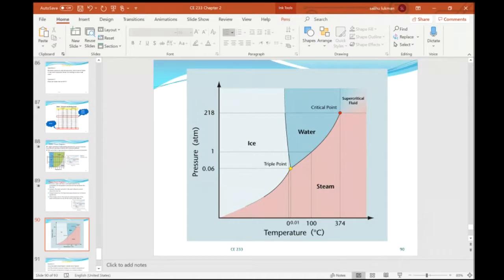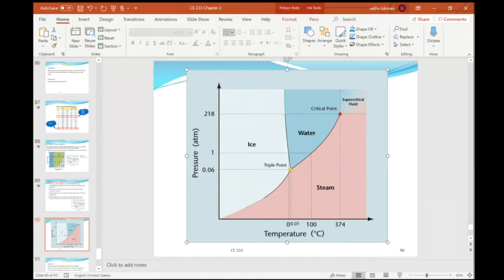And this is another phase diagram for water. I told you about the critical point, temperature and pressure. When you heat it, you can heat water up to 374. That is the critical point. Beyond that, we call it a supercritical fluid. This is very important, most especially for mechanical and chemical engineers.